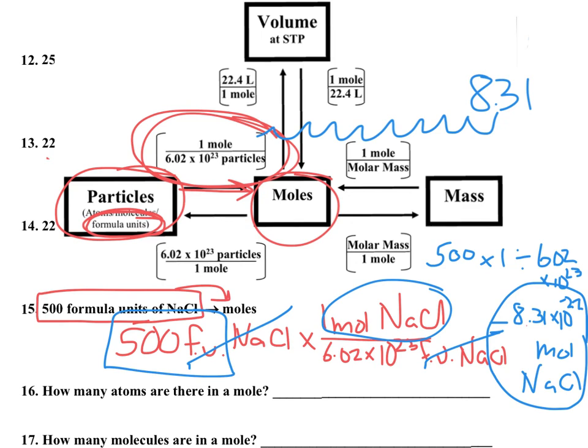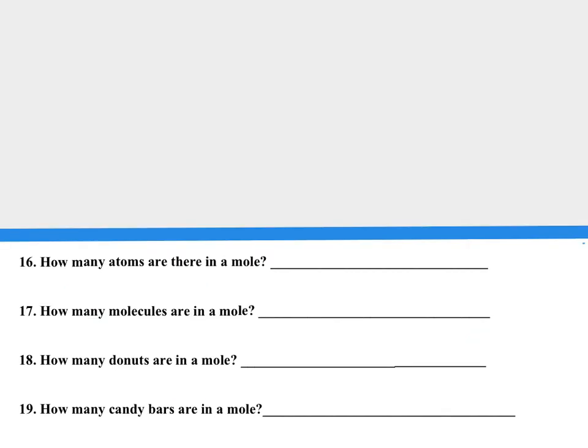All right, that was a bit for the one-step problems. Let's just answer these quick ones, 16 through the rest of them. Covered up all that work. Let's focus on 16. How many atoms are there in a mole? If you have 1 mole, that means you have 6.02 times 10 to the 23rd pieces or atoms in a mole. How many molecules are in a mole? Same thing. If you have a mole of molecules, you have 6.02 times 10 to the 23rd molecules.